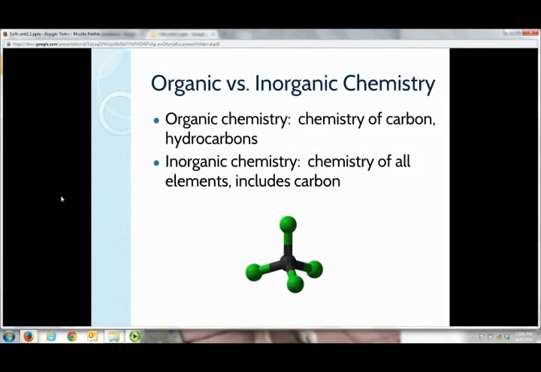In chemistry, we divide it into two main branches of study, organic and inorganic chemistry. Organic chemistry is the chemistry of carbon, or the study of hydrocarbons. It's looking at carbon with the four bonds that it can form. Down at the bottom, the little graphic shows the carbon molecule in the center, and that it's got four molecules that it attaches to. Inorganic chemistry is going to be the study of all the different elements. This will include carbon, but carbon won't be the star of the show in inorganic chemistry.